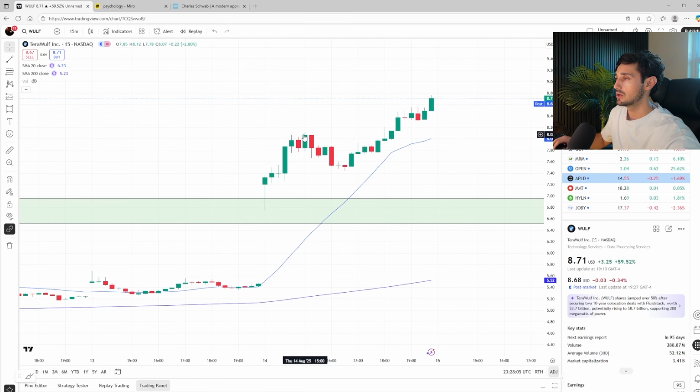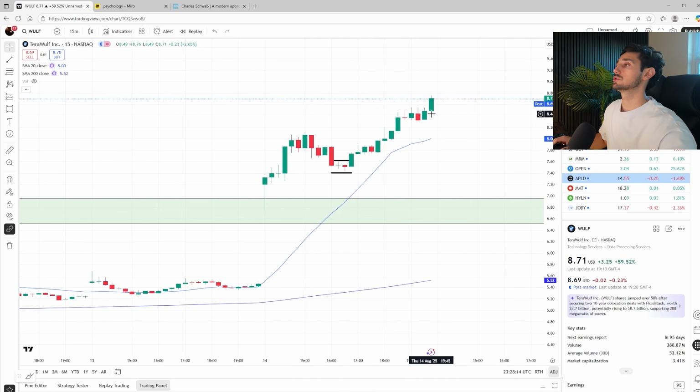We have a nice move up, pullback, nice little entry bar, resting bar, entry above, stop loss below, and then boom. And this one was just fantastic. But hopefully you understand my thought process.